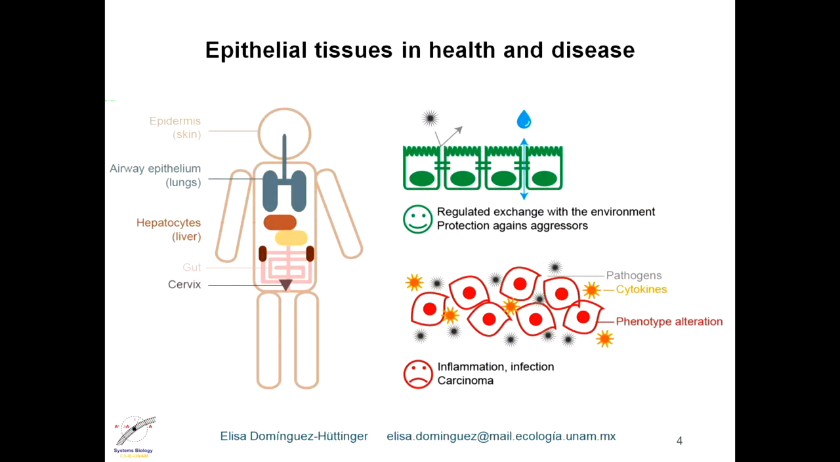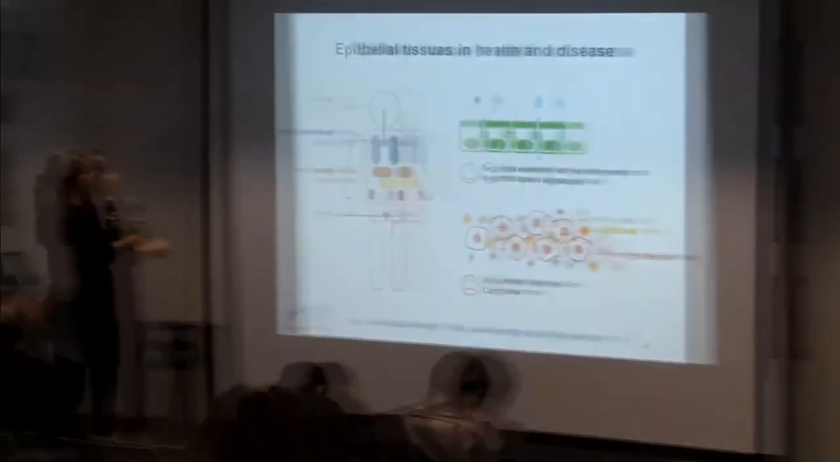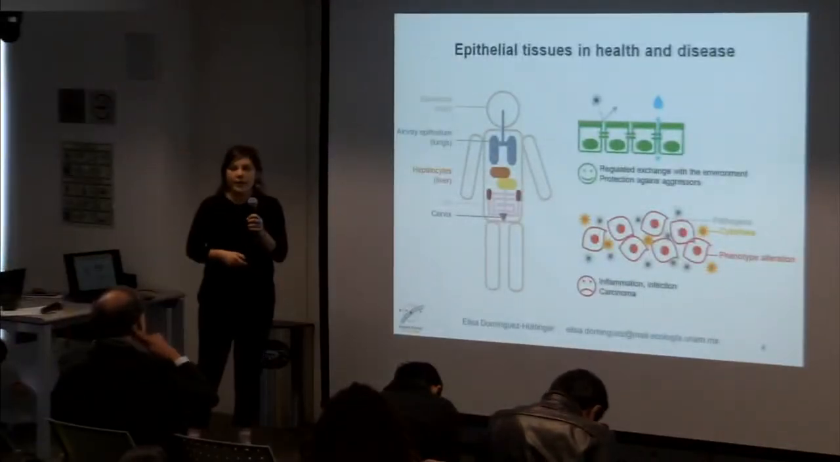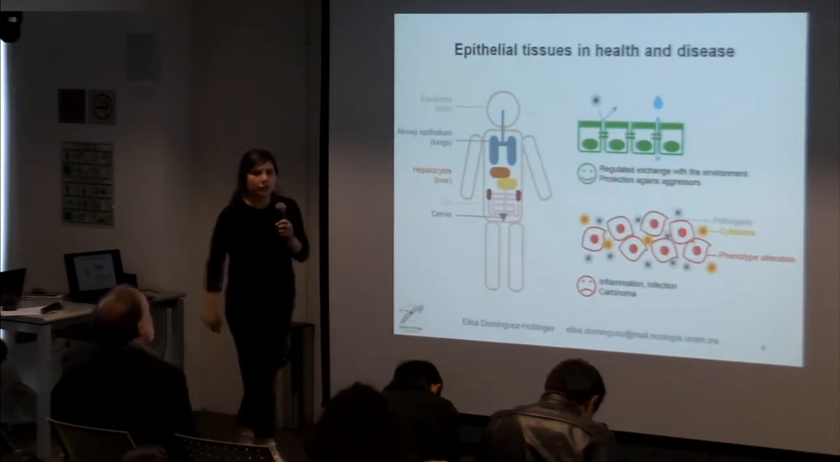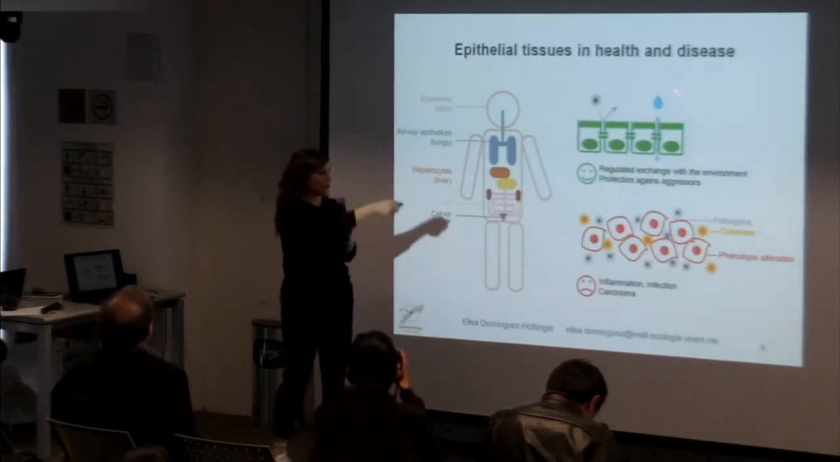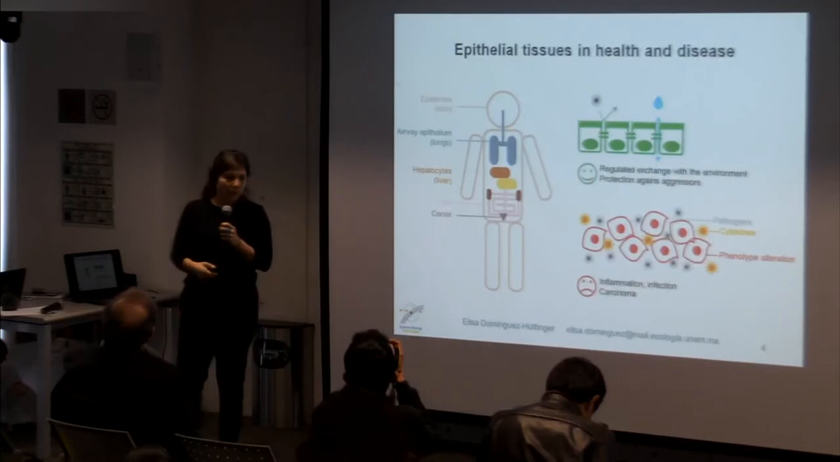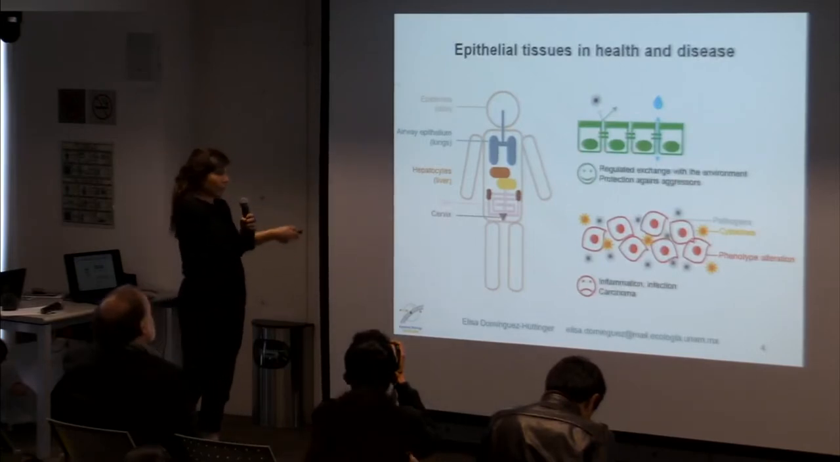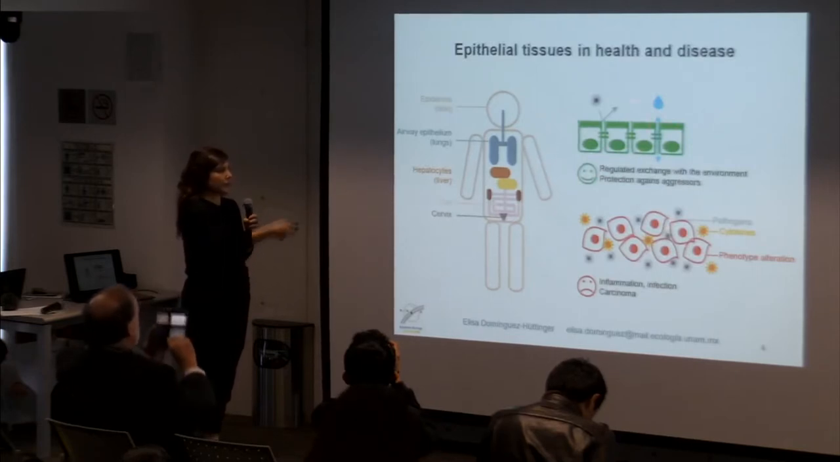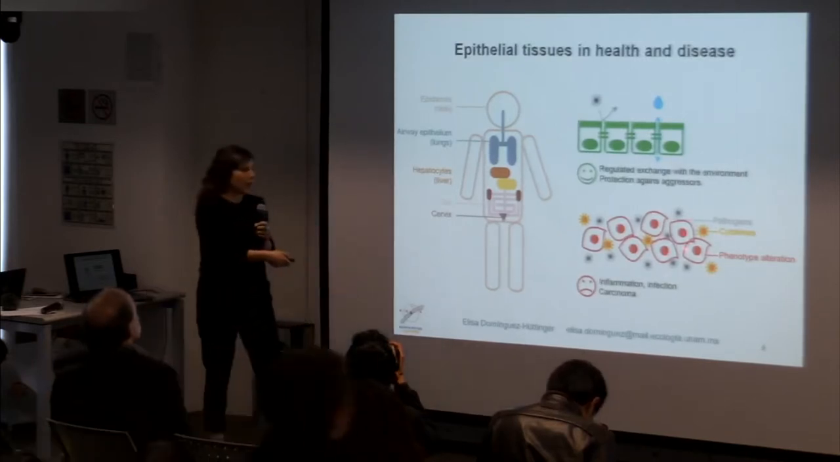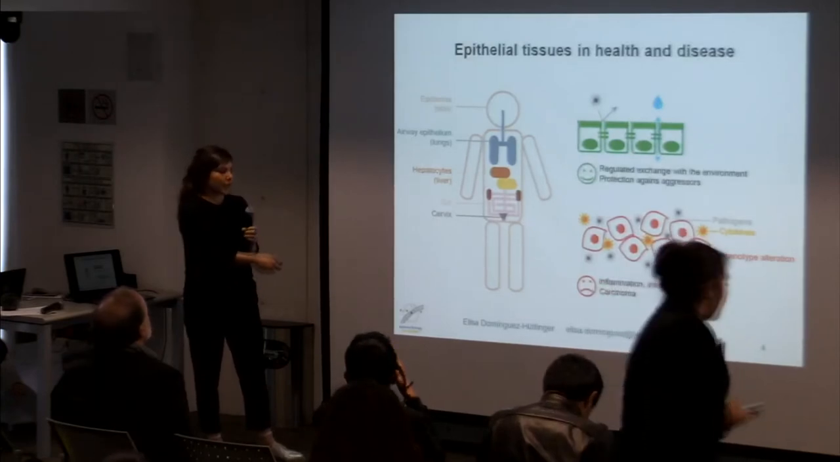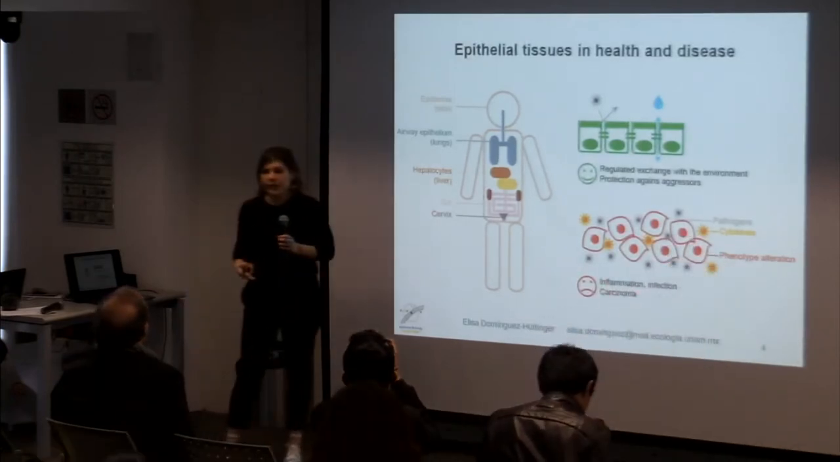So why epithelial tissues, and what is their role in health and disease? This goes very much in line with the talk that just passed. Epithelial tissues basically protect us from environments, from microbiota or aggressive pathogens. They control the exchange of nutrients and water. But when they are not functioning correctly, they can lose these regulatory functions, leading to the infiltration of pathogens, cytokine infiltration leading to inflammation, and importantly also phenotypic alteration, which can manifest itself as very severe diseases, including carcinomas.